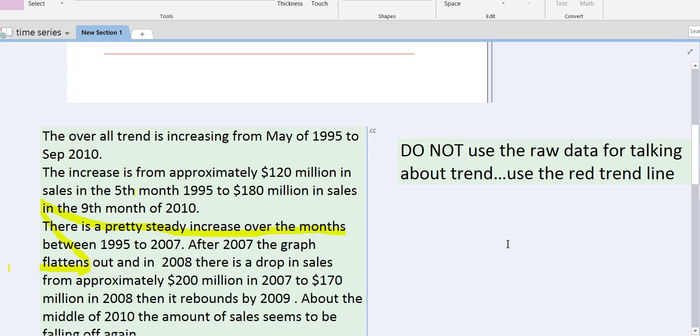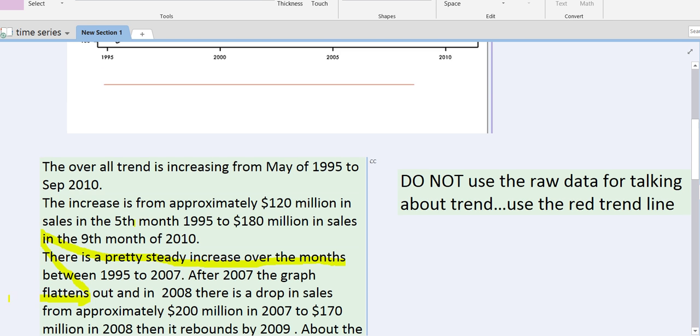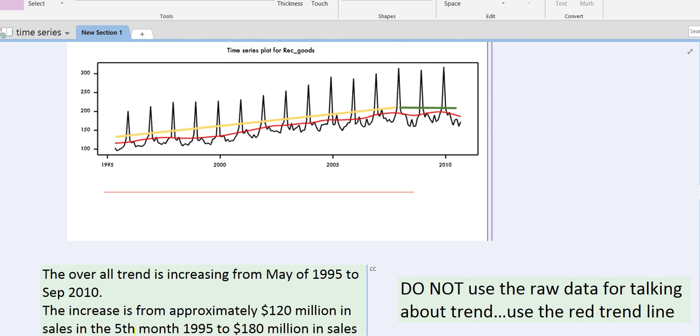You say that that's what's happening, and then you talk about the fact that after 2007 we've got this dip going on, and that's 2008, which is when the recession hit, and so recreational good sales sort of decrease, and then they kind of rebound by about late in 2009, and then by 2010 they're still rebounding, and then towards the middle to the end of 2010, we're dropping off again.